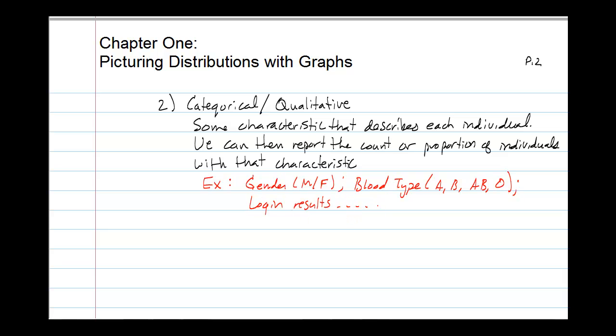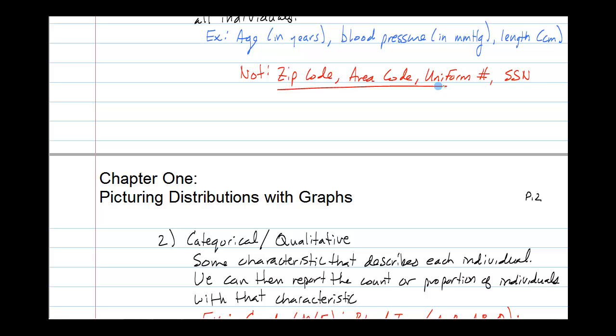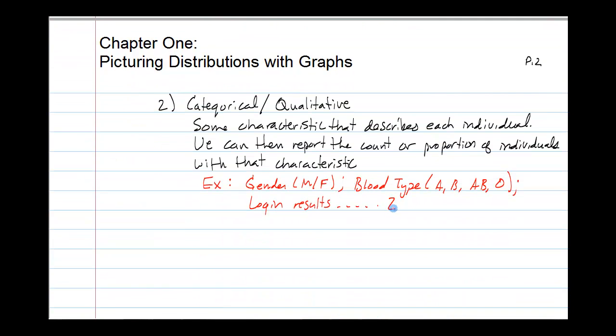Now, remember up here where we talked about these ones that didn't work for quantitative, down here, zip code would be a categorical or qualitative random variable. So would area code. Okay, and maybe the first three digits of your Social Security number, like if it's 503 or 504 or 517, kind of indicates either where you were born or at least where you applied for your Social Security number. So these would fit into this particular category.